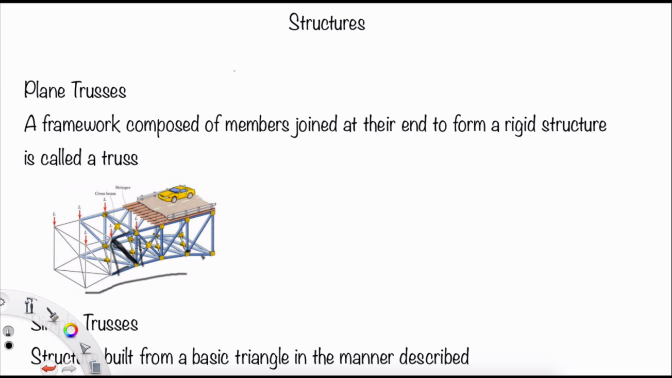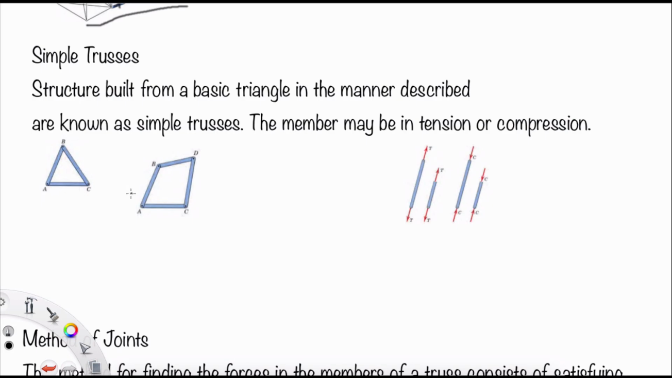It is the basic element of a plane truss. We know more complex examples of plane trusses, such as a bridge or roof support, and we go back to the simple truss structure built from a basic triangle in the manner described, known as the simple truss. The members may be in tension or compression. This is the tension and this is the compression. It will be clearer later, after we have explained the method of joints.